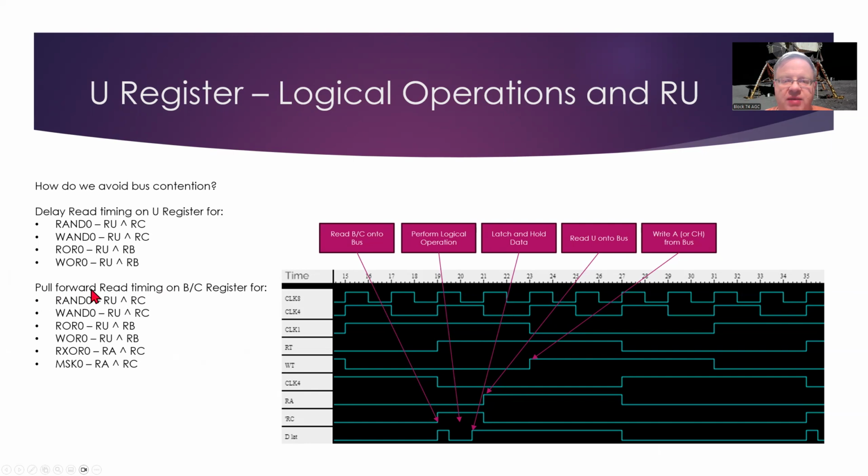That means we have to use the same pull-forward of read timing for the B/C register. This is the logic that we identified when we were designing the A register, and I've implemented it onto the B/C register. In these circumstances, it does this special read timing in order to put that content a little bit early onto the write bus so that we can do the logical operation. And then we want to delay the read timing, in this case onto the U register, based on the sub-instruction, which is a combination of a variety of control pulses.